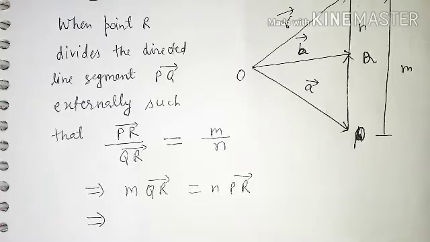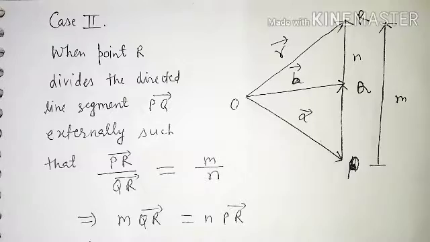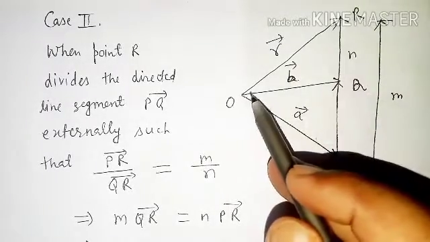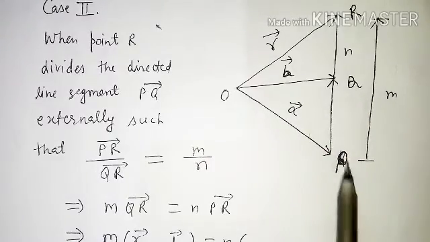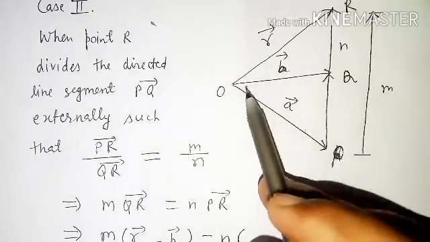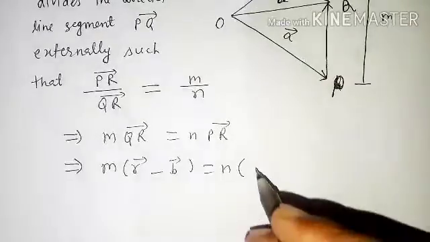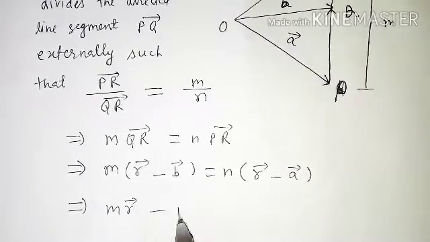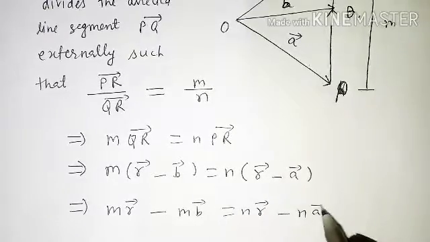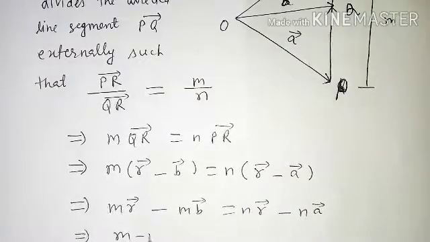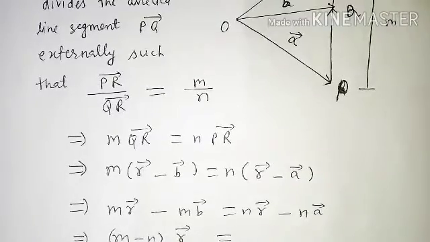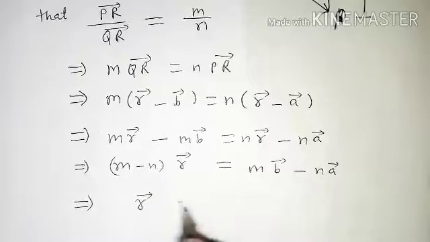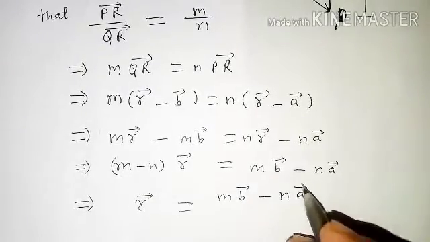By triangle law of vector addition, vector QR can be written as R minus vector B, and vector PR can be written as R minus vector A. From here we have to calculate vector R. So we have m vector R minus m vector B equals n vector R minus n vector A. From here m minus n into vector R is equal to m vector B minus n vector A. This implies that vector R is equal to m vector B minus n vector A by m minus n.